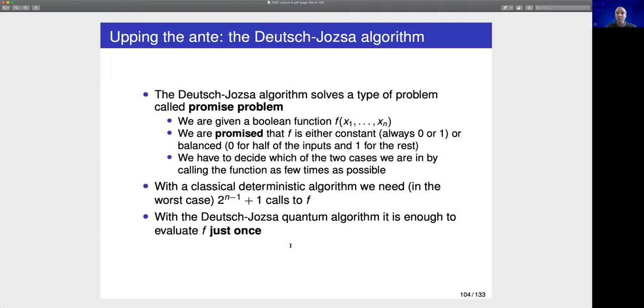What we are going to do is solve this problem with a quantum algorithm, evaluating the function just once. So we are going to reduce the number of calls from 2^(n-1) + 1 to just one. This is impressive, although we will later discuss the significance of this result for practical tasks. So how to do this?